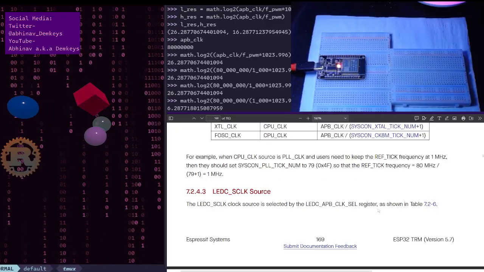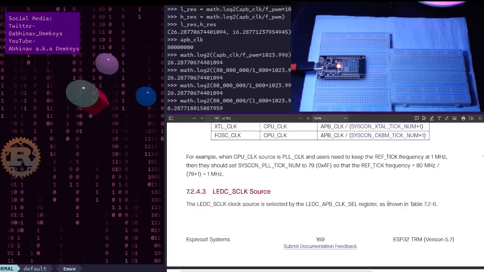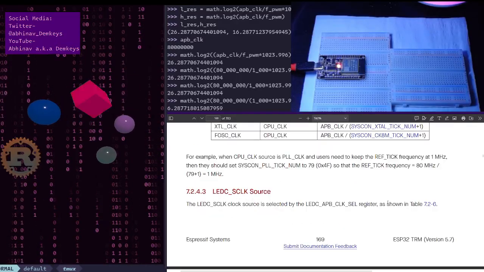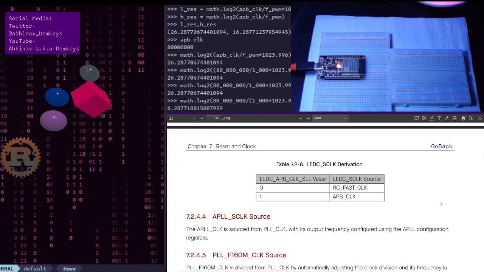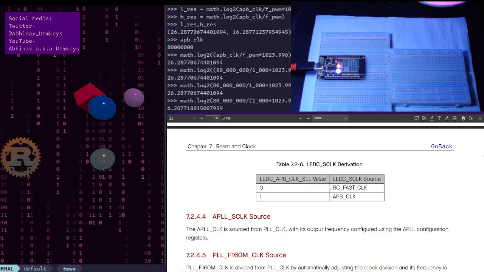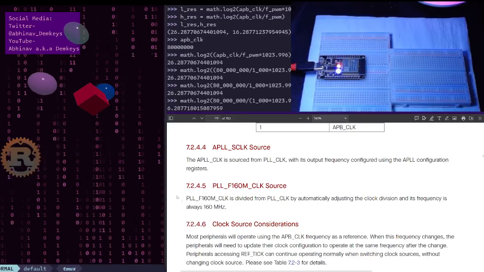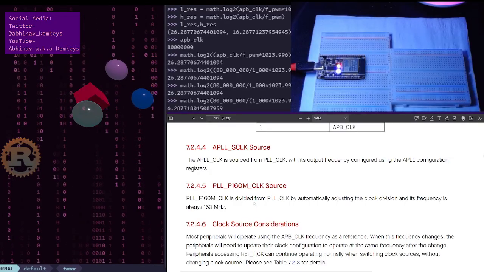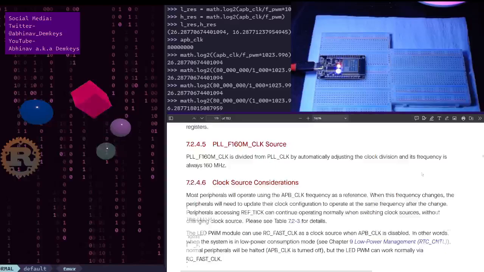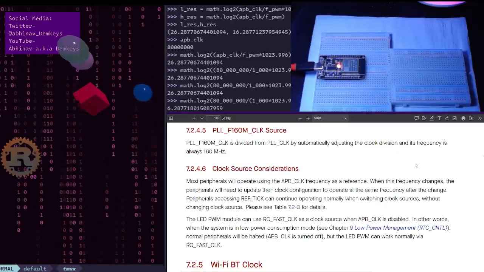Wait, in 7.26. Oh, okay. All right. Never mind. Divided by the PLL clock. Okay, it doesn't mention MCPWM anywhere here, so I'm not sure.